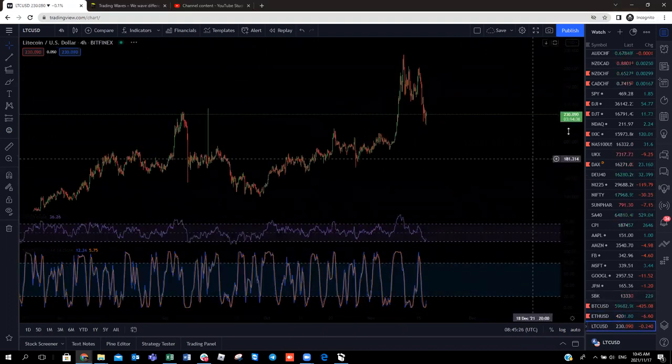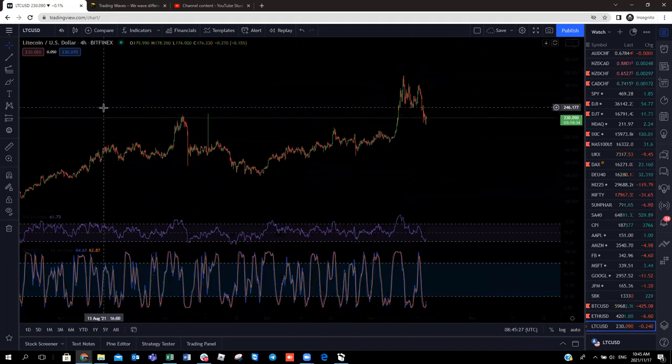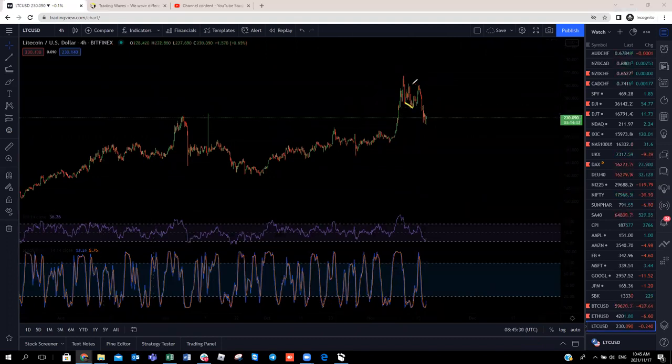Litecoin as well. The pullback looks a bit deep. 1, 2, 3. Can we start getting a push to the upside here? All the indicators are good at the bottom, so we can start getting a move to the upside if we break out of this.